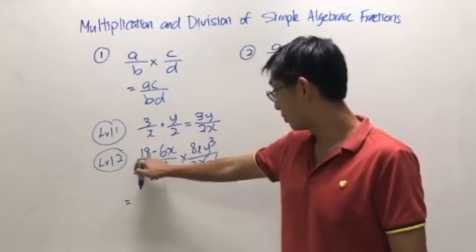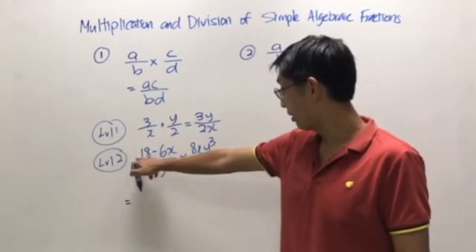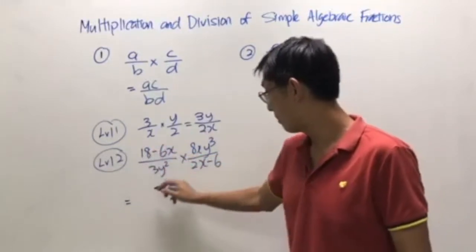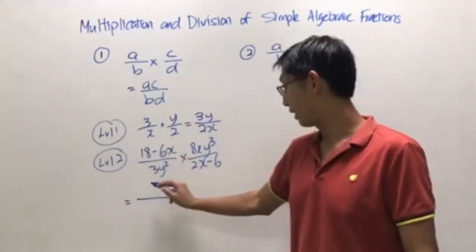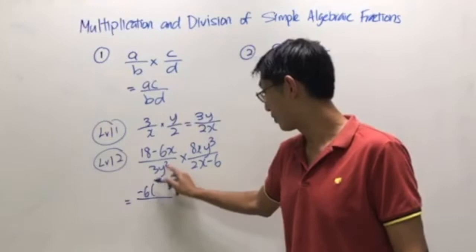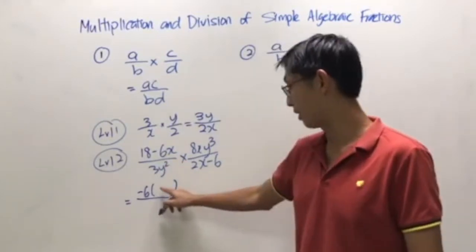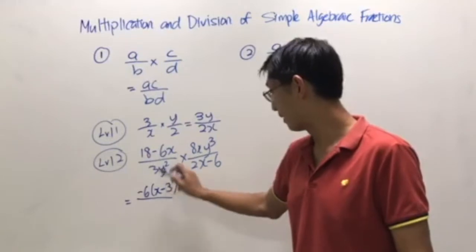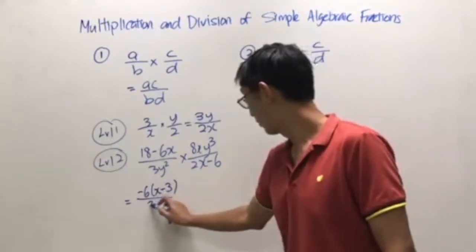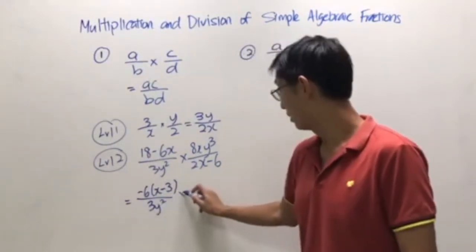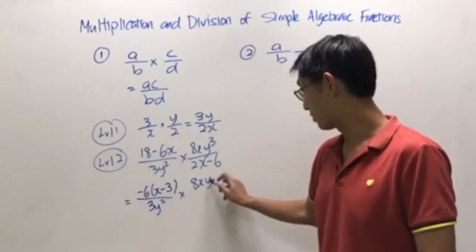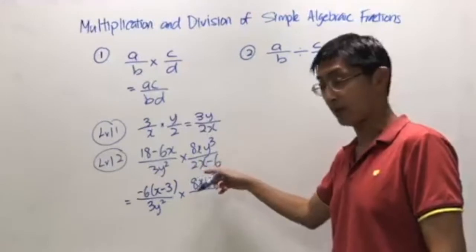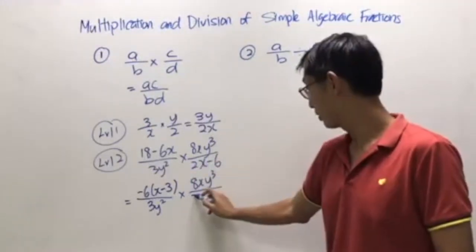So, for instance, in the numerator, for the first term, 18 minus 6x, there is a common factor of 6. And let me be a bit greedier, I'll take out negative 6, so that my coefficient of x after I factorize becomes 1. In this case, this will become x minus 3 for the 18 term. 3y squared remains there. 8xy cubed remains there as well. For the denominator, 2x minus 6, this can also be factorized. There is a common factor of 2. Take out the 2.